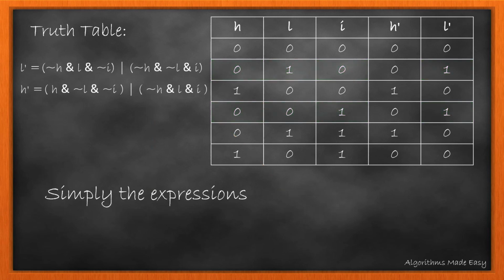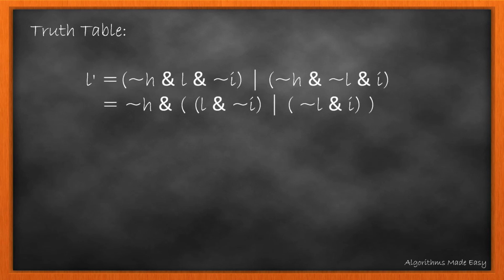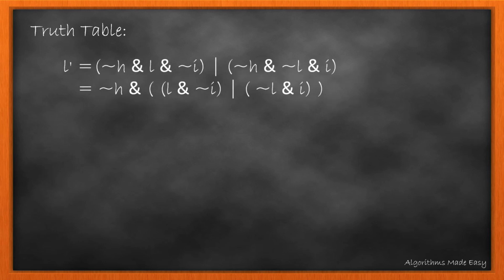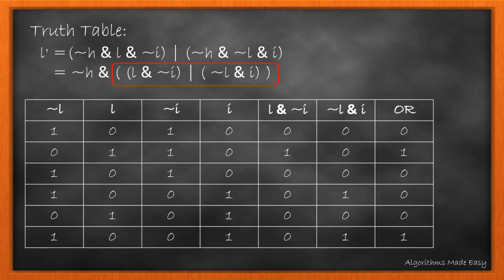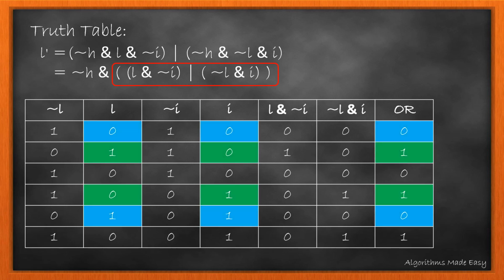Now we need to simplify these expressions. When we simplify L dash, it becomes negation of H and L XOR I. Let's see how we get this. We can take out negation of H from the expression. Now we will simplify the rest. If we make a truth table for the rest of the expression, it will look like this. Now if we look closely, we see a pattern. If values of L and I are the same, then it gives 0, otherwise it gives 1, which is nothing but a XOR operation. So the expression becomes L XOR I.